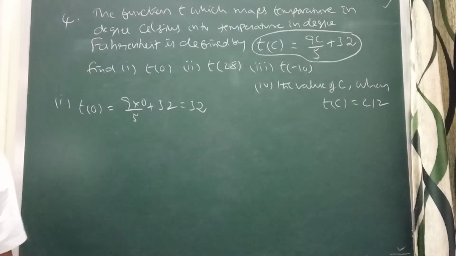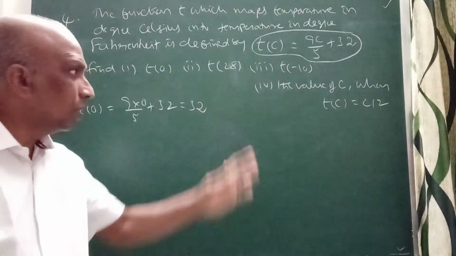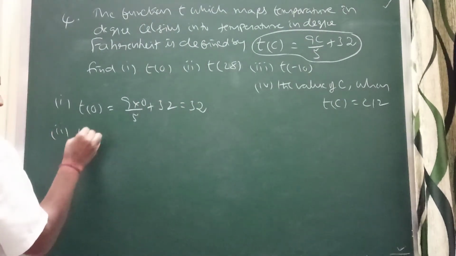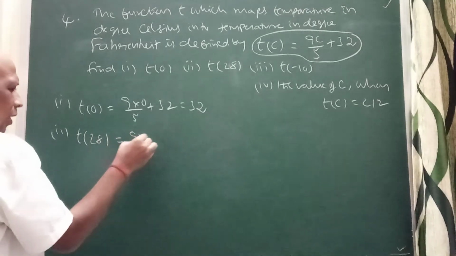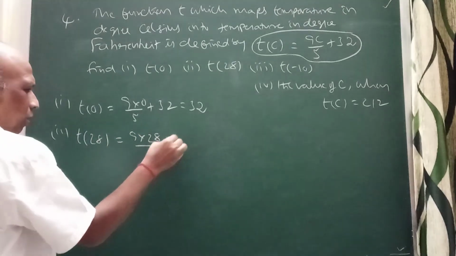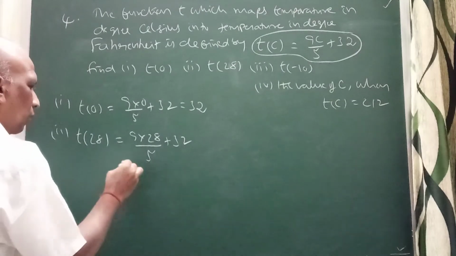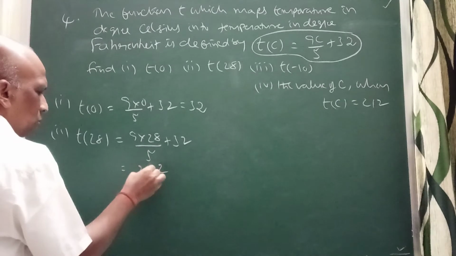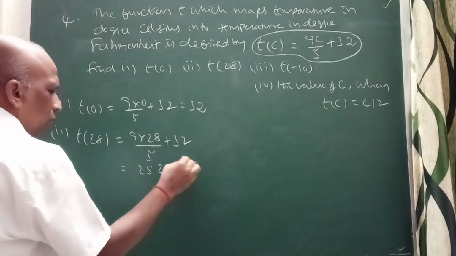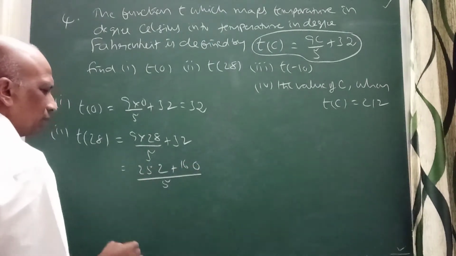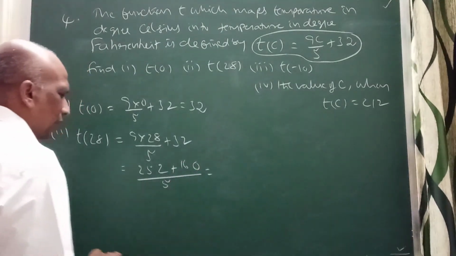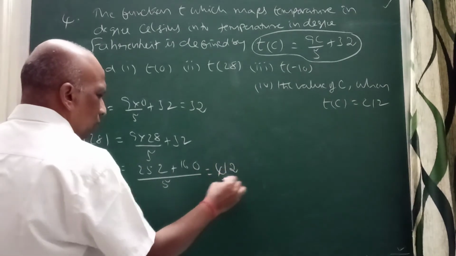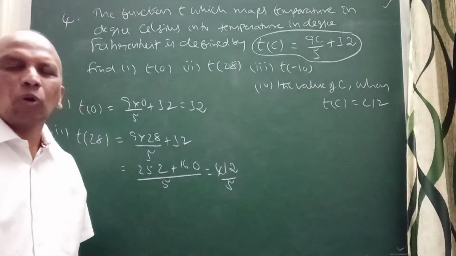You will get only the value 32. We substitute here. Second, T of 28. When I am talking T of 28, again same, 9 into 28 by 5 plus 32. You can simplify this, you will get 252 plus 160 by 5. You can add this, you will get 412 by 5, right? You will get 412 by 5.